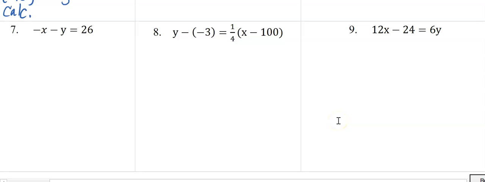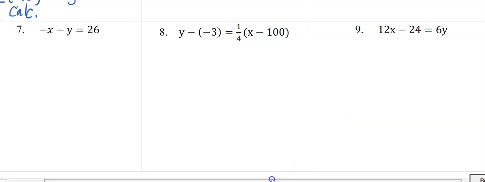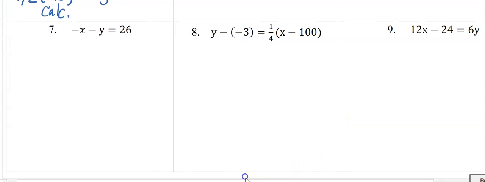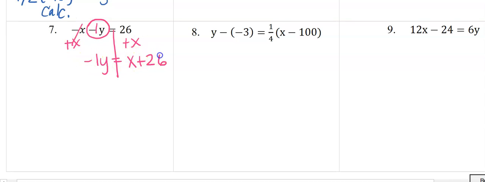Now, the last two examples. Number 7. What do I want to get by itself? The y. And I notice I have a negative, so I'm going to write that -1 in there. And I got to get rid of a minus x. How do you get rid of a minus x? You add x. I'm left with x plus 26. I can't put them together because they don't have the same last name.